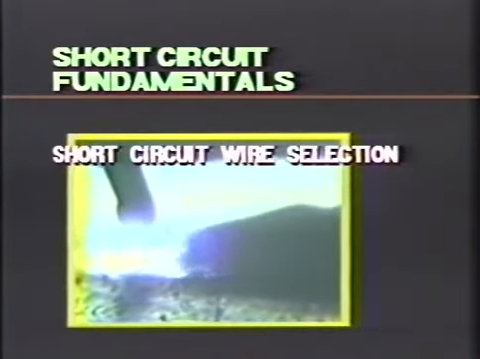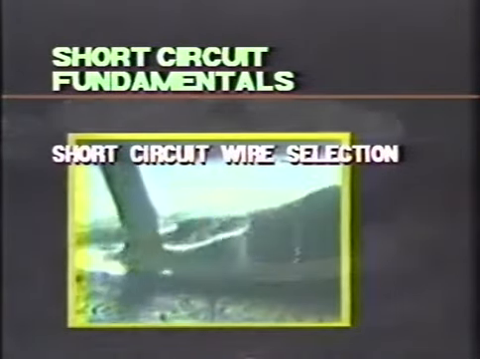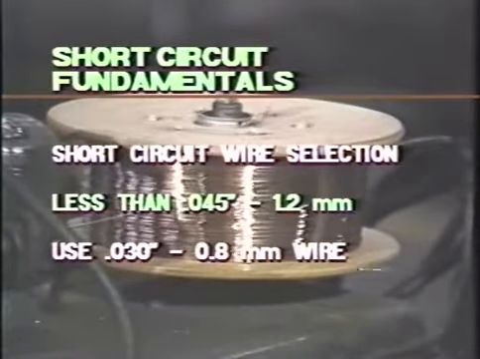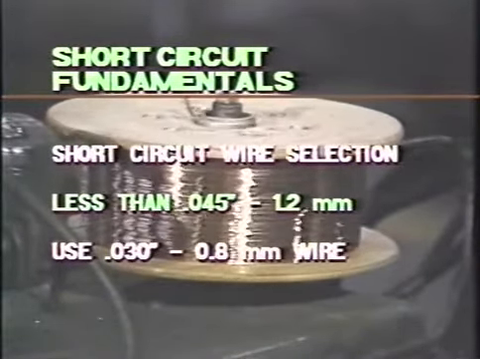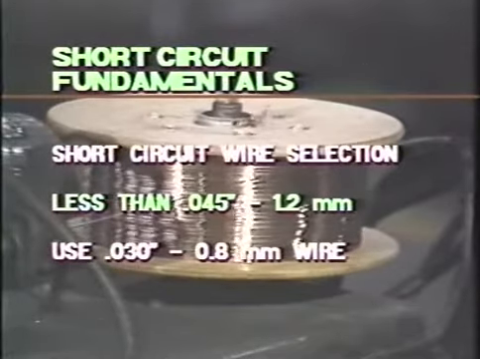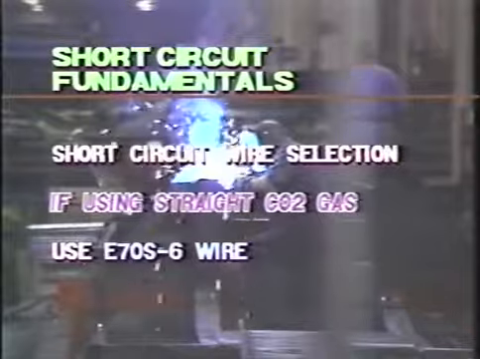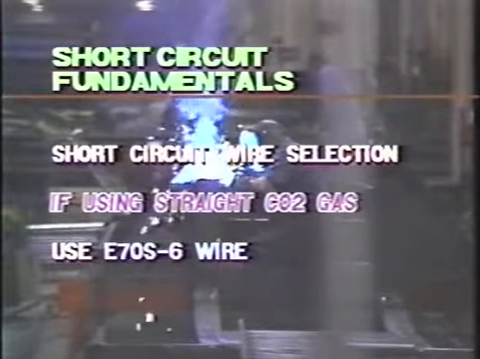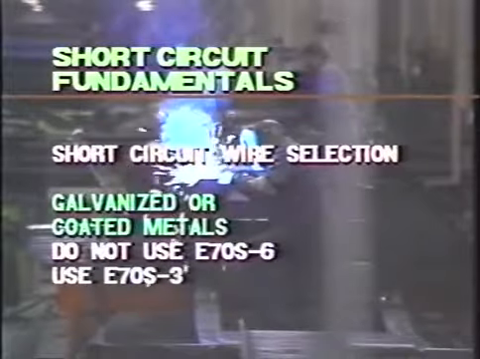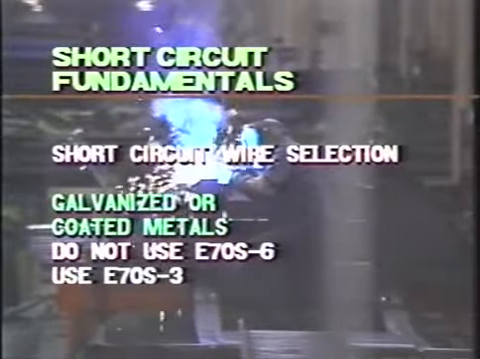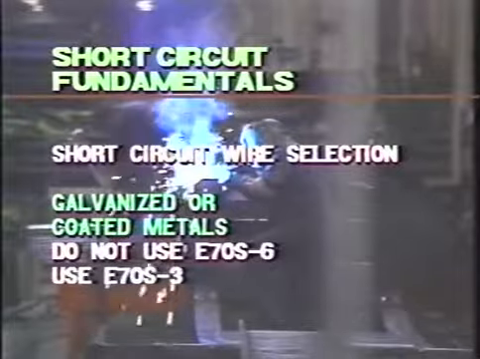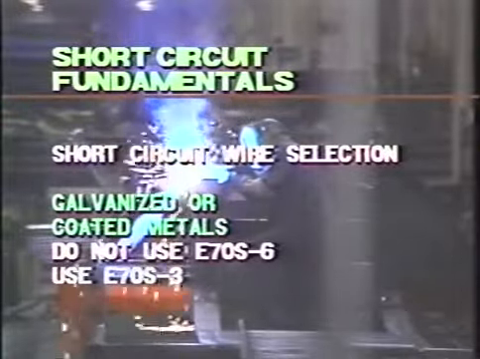Short circuit wire selection. When welding continuously on sheet metal less than 045, use 030 wire. When welding on sheet metals more than 045, use an 035 wire. If using straight CO2 gas, use a high silicon wire, such as an E70S-6. When welding coated or galvanized steels, avoid the E70S-6 wires. High silicon wires promote cracking. Use E70S-3.